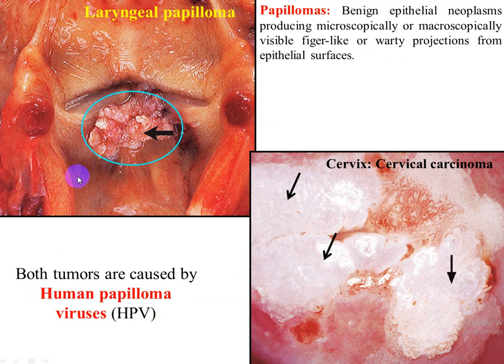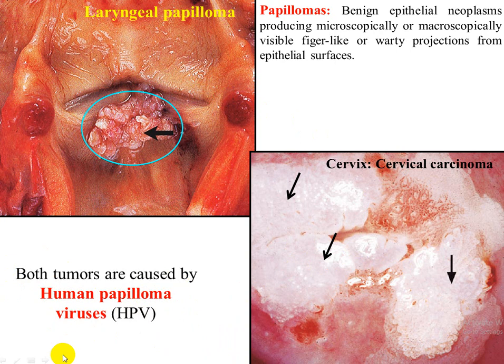These figures only illustrate examples about causes. The first one is laryngeal papilloma. Papilloma means a benign epithelial tumor arising on epithelial surfaces and appearing macroscopically as visible finger-like projections, but it is benign. While cervical carcinoma is a malignant neoplasm of the uterine cervix. Both tumors are caused by human papilloma virus.